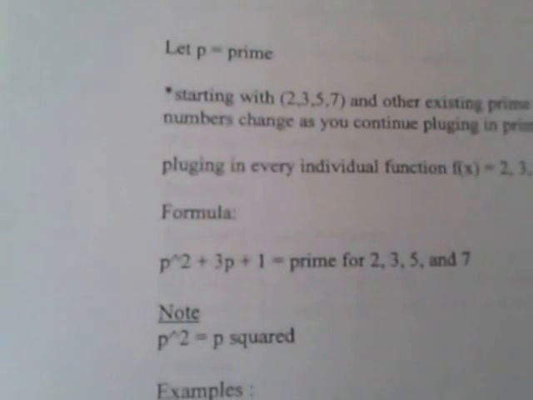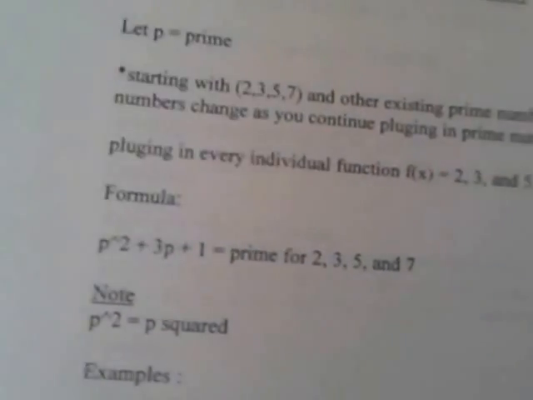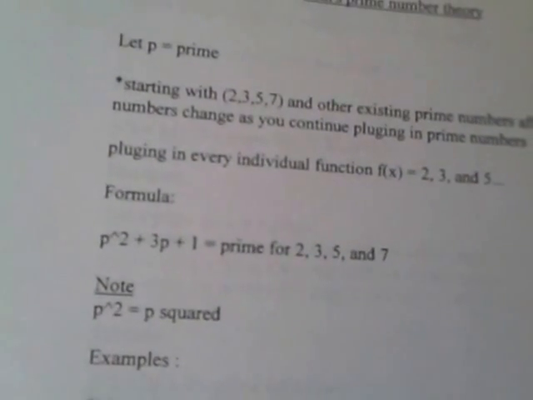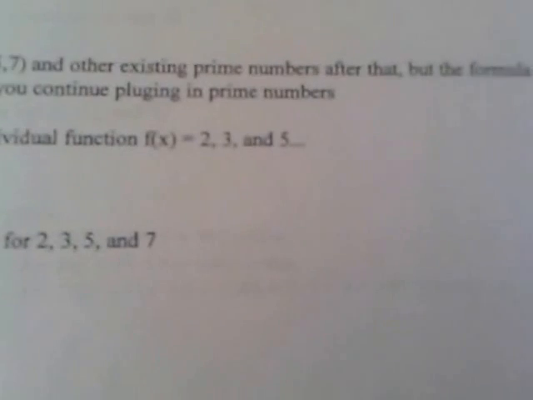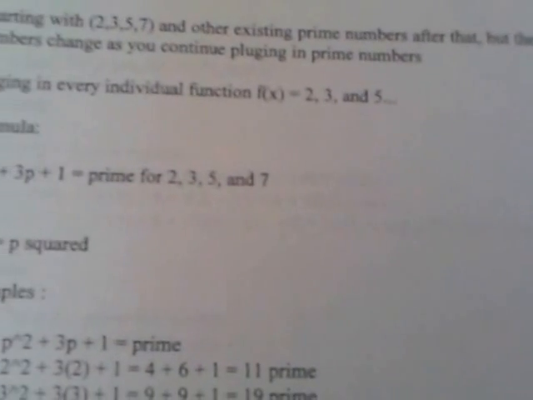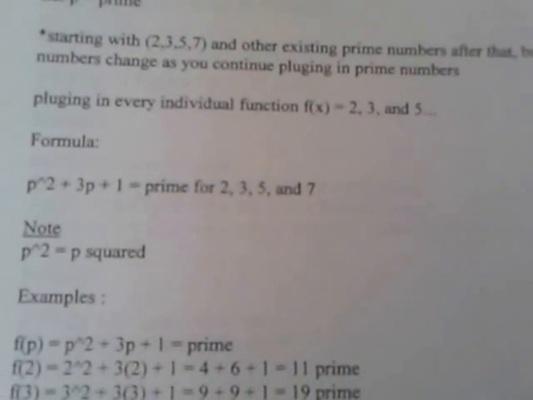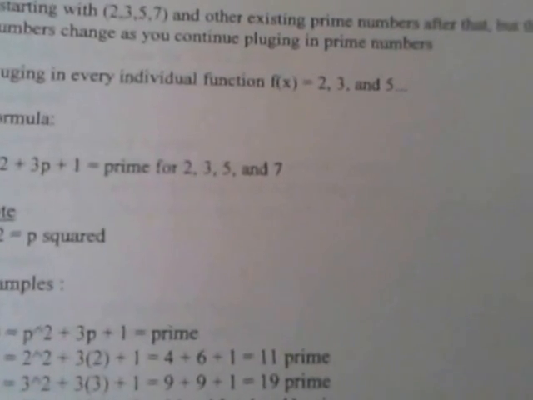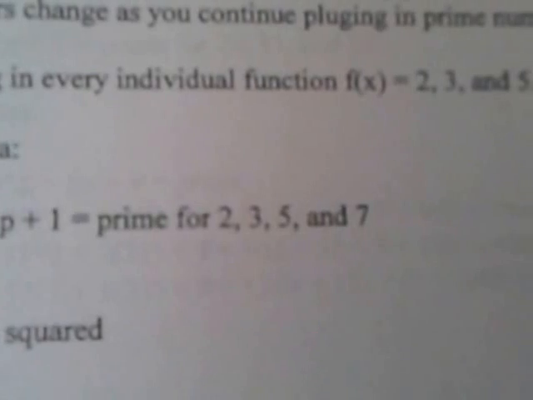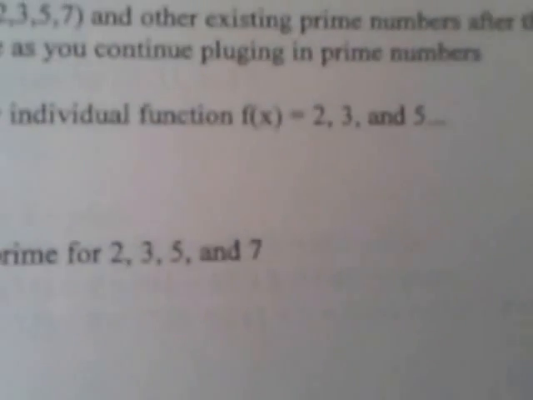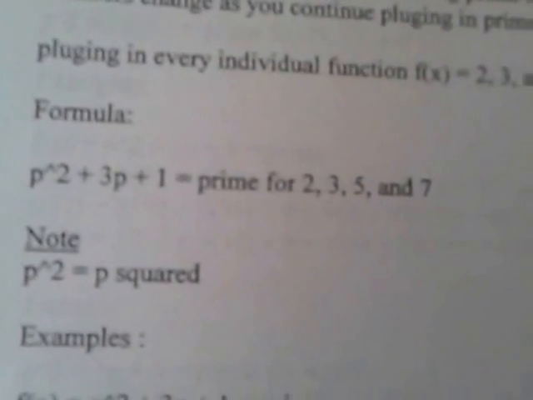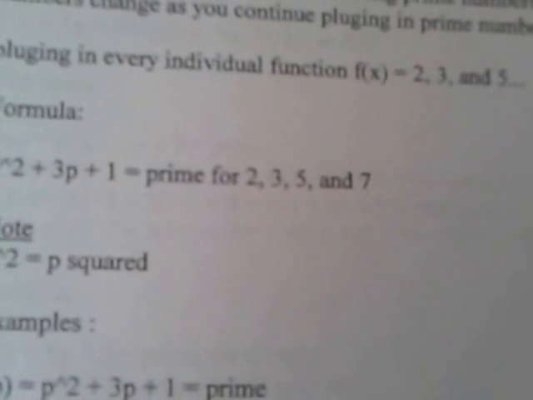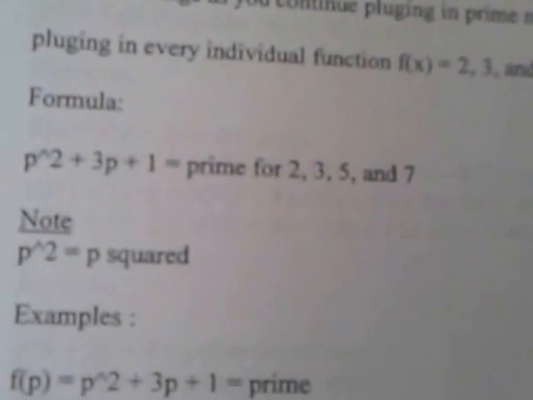Prime numbers originally started with 1, but then the 1 was dropped. But anyway, the first prime number is 2. So we have 2, 3, 5, and 7, and other existing prime numbers after that. But the formula and numbers change as you continue plugging in prime numbers. The individual function, or the formula for that, is f of x equals 2, 3, and 5, and 7, or 2, 3, and 5, etc., other prime numbers.